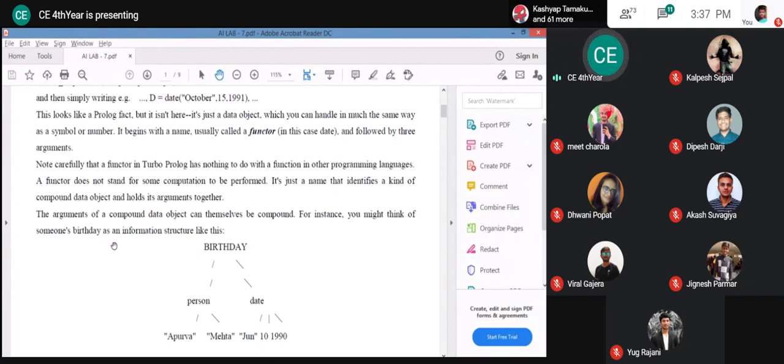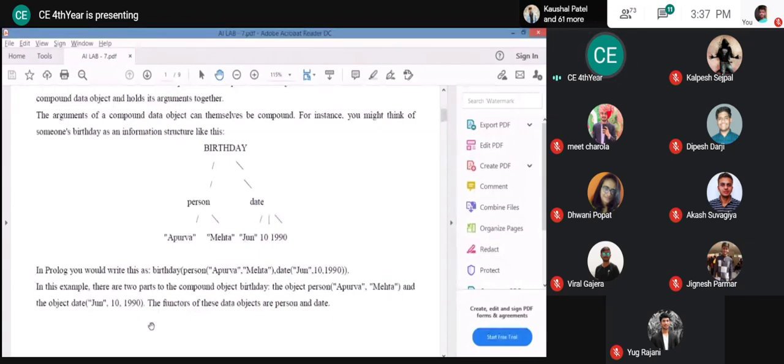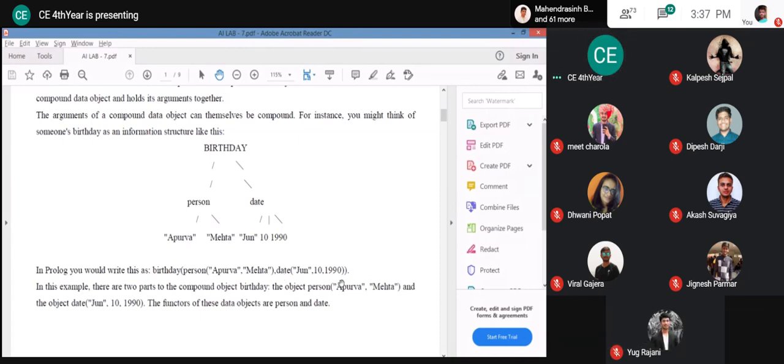Okay, so in Prolog, how can you write this? Here you can say the arguments of the compound object can themselves be compound. In this case, birthday, then in brackets I have written these two objects. So the compound object is birthday, and there are two parts to it: the object person, which consists of first name and last name, and date, the object that contains month, day, and year. So the functors of this data object are person and date. Okay, I think all is clear.